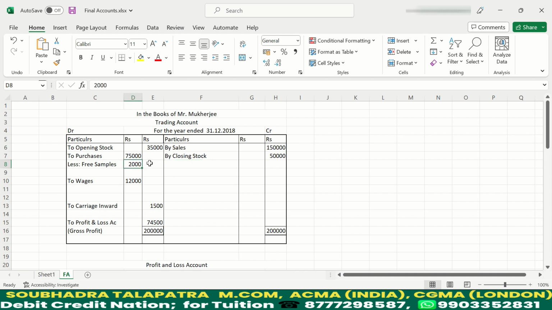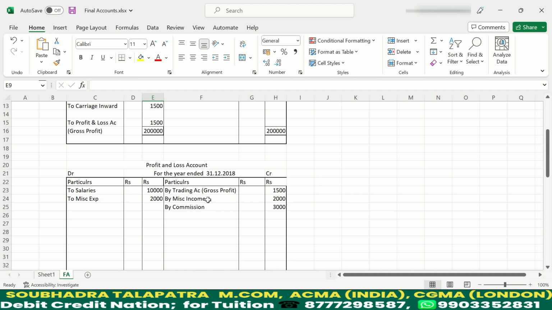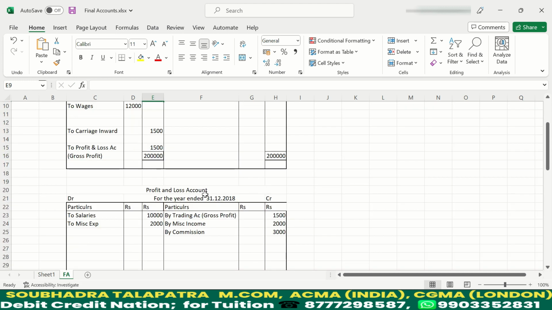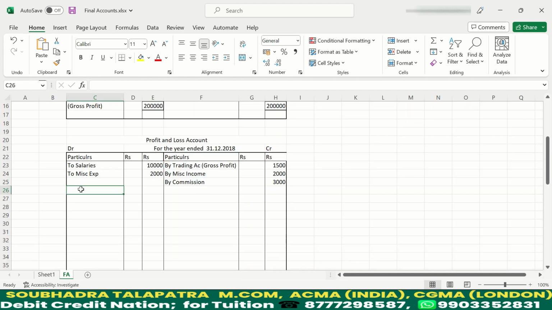So here 75,000 minus 2000 is coming as 73,000. And the other impact is that it's an expense to me. Although I'm distributing it as a free sample, it's like a loss or expense to me. So it's an indirect expense. So I'll put it here, free samples.